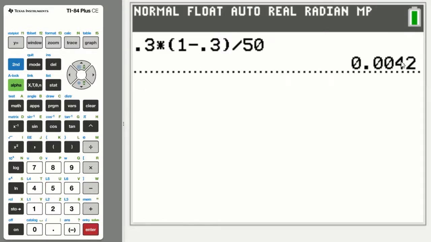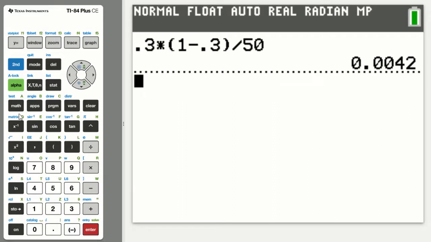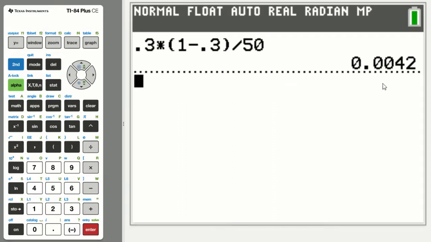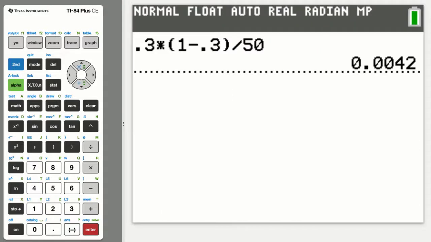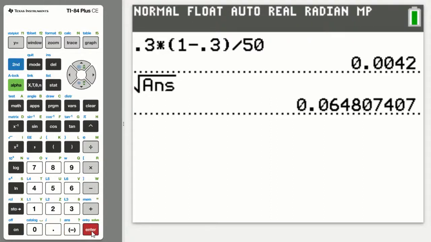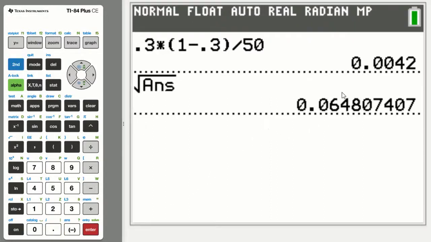But this quotient here needs to be inside a square root. So I'm going to take the final square root of the entire quotient here. So now I'm going to go square root, and here of the previous answer, and hit enter. So this is now our average spread.